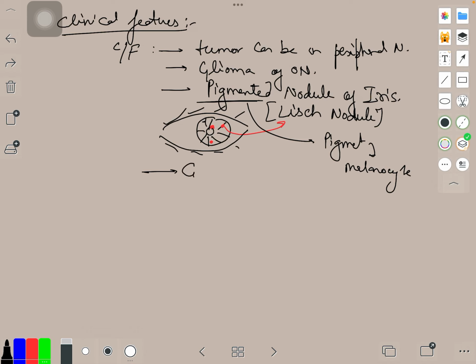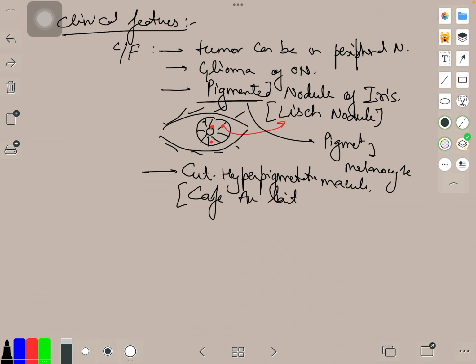So for the skin we will have cutaneous hyperpigmentation of macules. This is classically known as cafe-au-lait spots. Also, they can be seen as freckles. Now, very important things to remember.